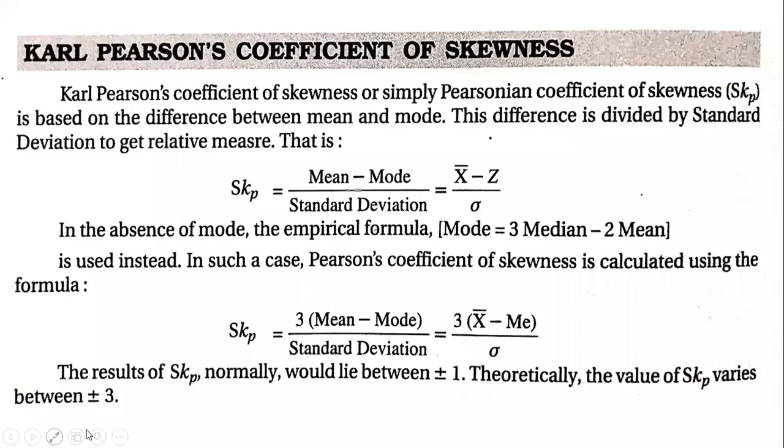Now let's understand what is Karl Pearson's coefficient of skewness. This is the first coefficient of skewness we will be learning. Karl Pearson's coefficient of skewness, or simply Pearsonian coefficient of skewness, is denoted using SK P. In the problems you will have to use this notation, because SK is skewness of Pearson. It is based on the difference between mean and mode. This difference is divided by standard deviation to get a relative measure.